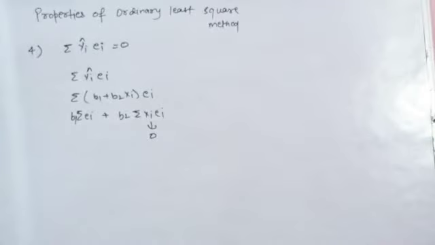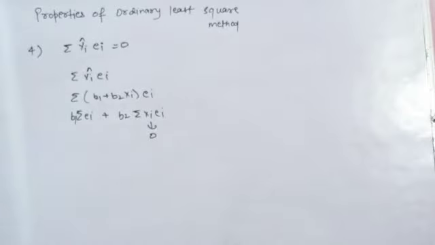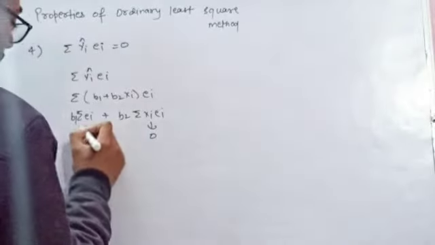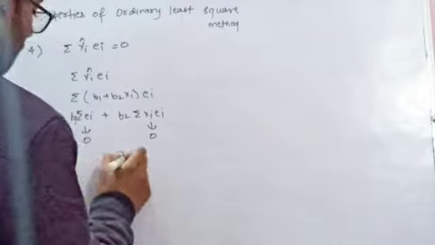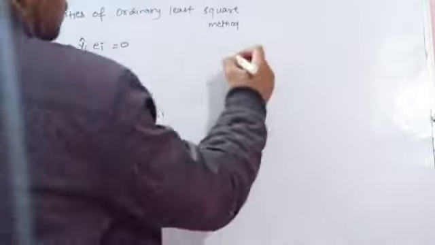And summation ei is also 0. Guys, if you are wondering how summation ei is 0, then look at the second property I discussed previously, that the mean of residuals, that is e bar, is equal to 0.